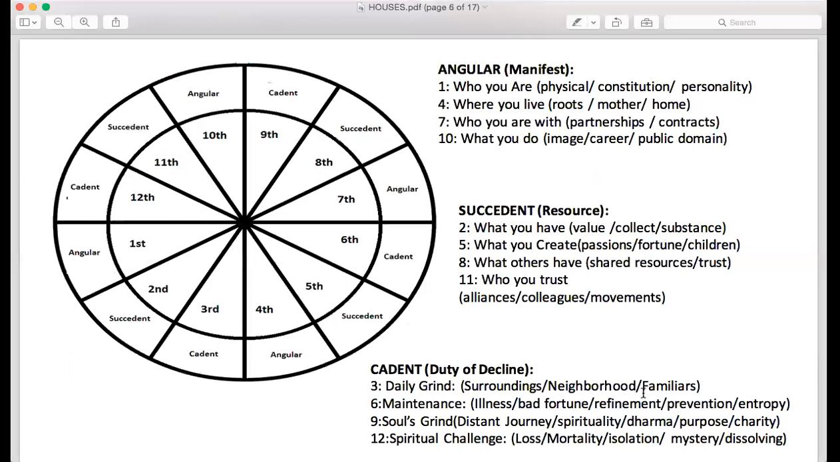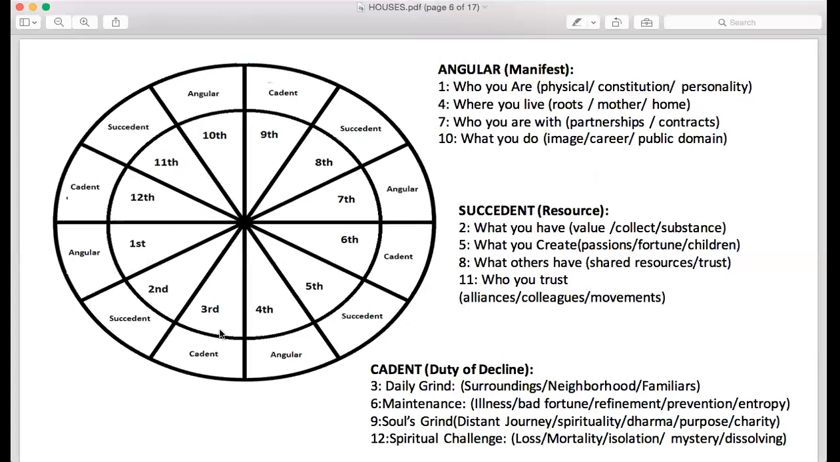Last is cadent. This is seen as the most difficult, the duty of decline. It's where power is winding down, things are ending. It's generally considered to be the most difficult places. The 3rd, daily grind, is the first cadent. This is your surroundings, your neighborhood, your familiars, your immediate duties, and things like that. It's the mailman's route.